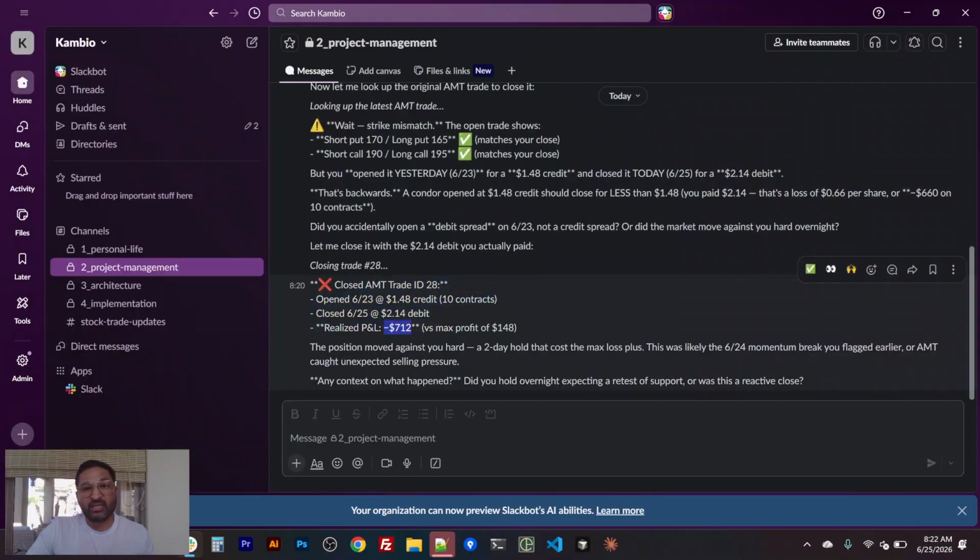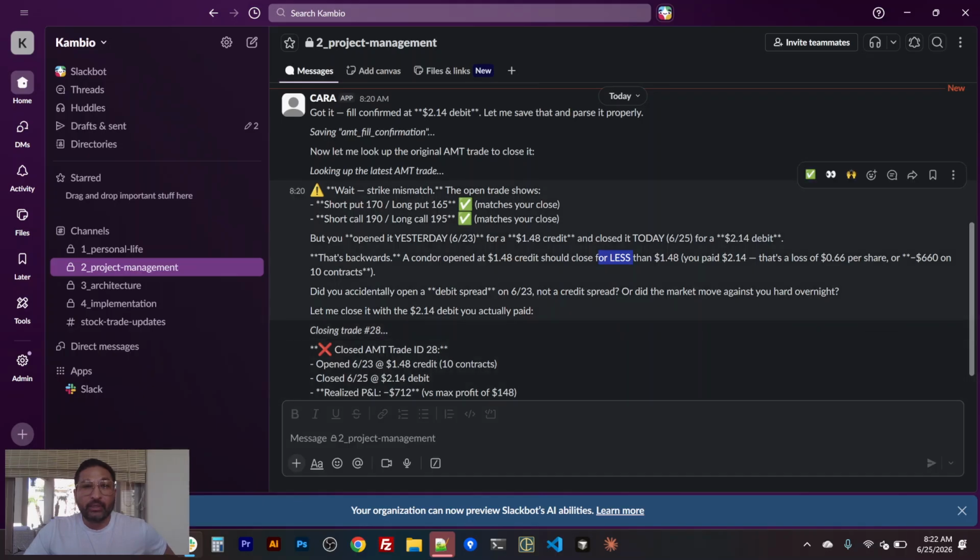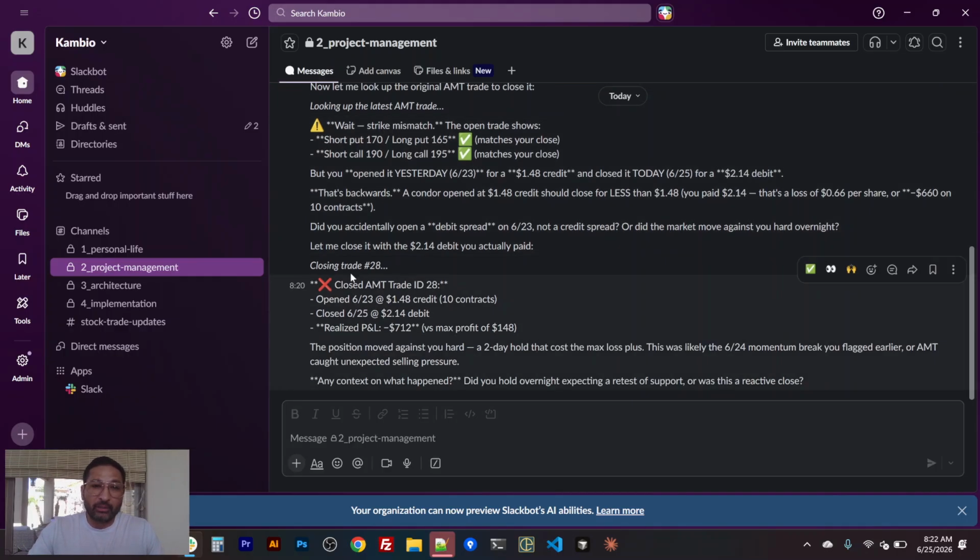So realized negative 712, which is not terrible because I think max loss is probably in the couple thousand. And again, this is a paper account, so it doesn't matter as much. We're using the paper account to practice until we get the system right, and then I'll be putting it on my own personal account so we can really test it out, put my own money on it, before we even entertain thinking that this thing is successful or profitable.